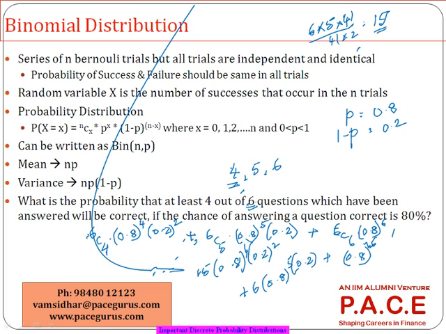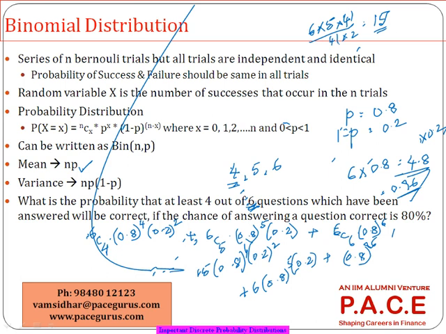And a couple more things to be comfortable with. The mean in case of binomial distribution is NP. So here, what is the mean number of questions that would be correct? What would be the average number of questions that would be correct in this case? NP: N is 6, P is 0.8. So around 4.8 questions will be correct. Somewhere around 5 questions will be correct on an average. That is the mean. The variance is given as NP into 1 minus P, which is 4.8 into 0.2. So, almost 0.96. That is the variance present in the data.